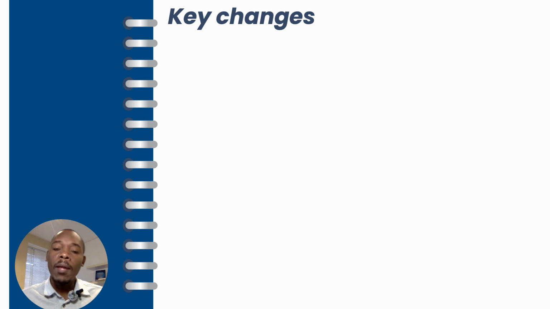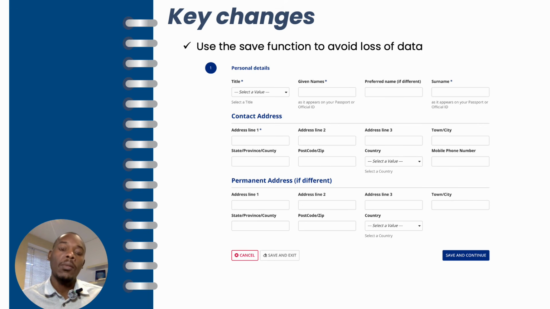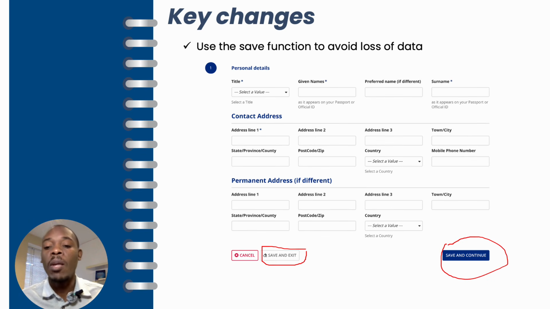All right. The other change that you are going to see has to do with how you navigate through the system. This is a screenshot from the online system. This time around, you'll be required to save the information before you move on to the next stage. Or if you want to exit, ensure that you click save and then exit, or you click save and continue to go to the next section of the application portal. This is to ensure that you do not lose your data, because if you do not save, then you are going to lose any information that you have entered.